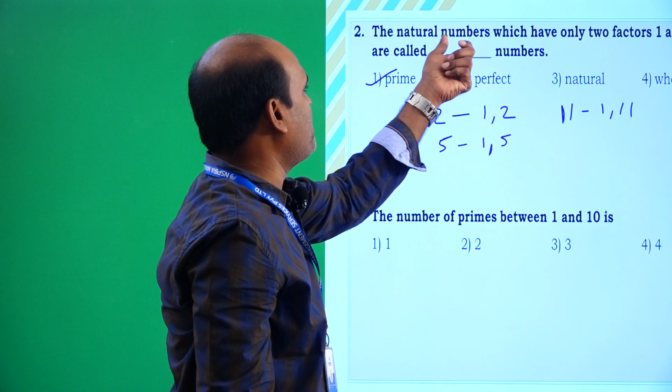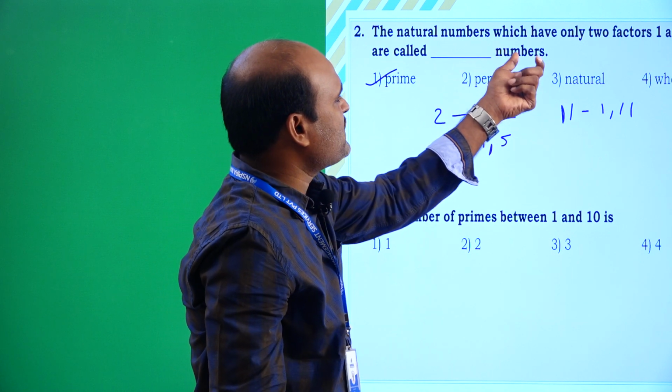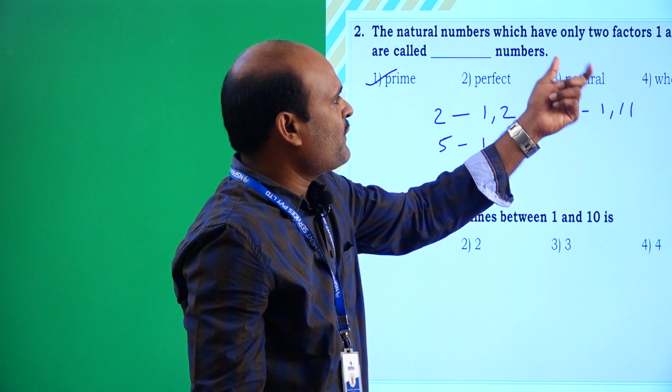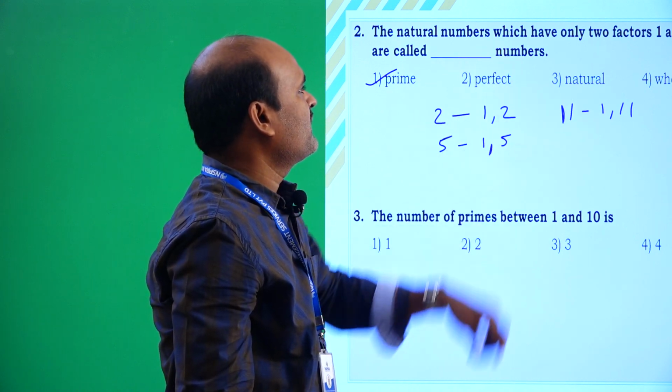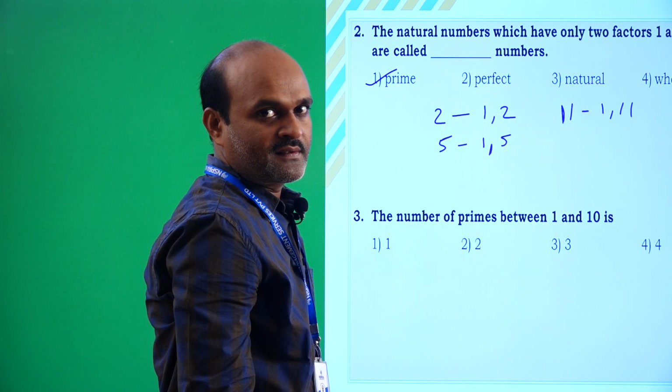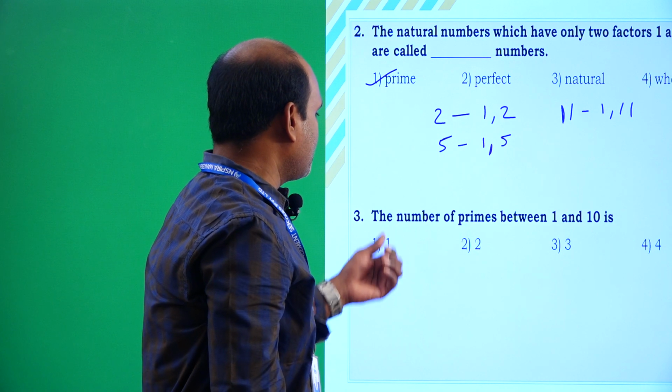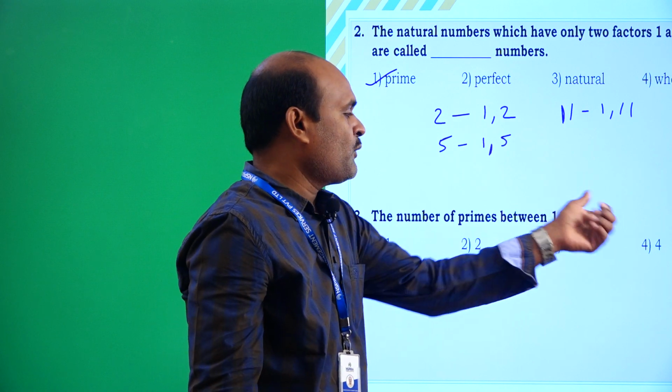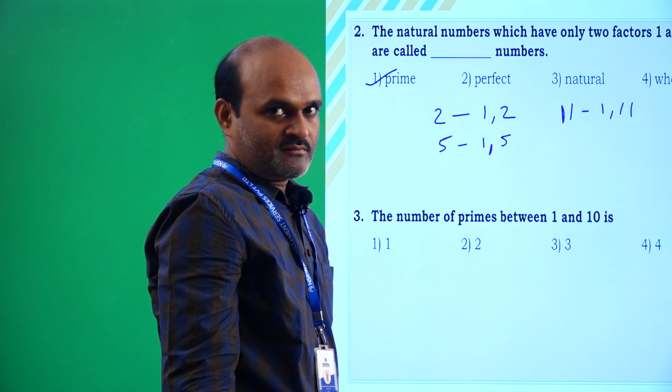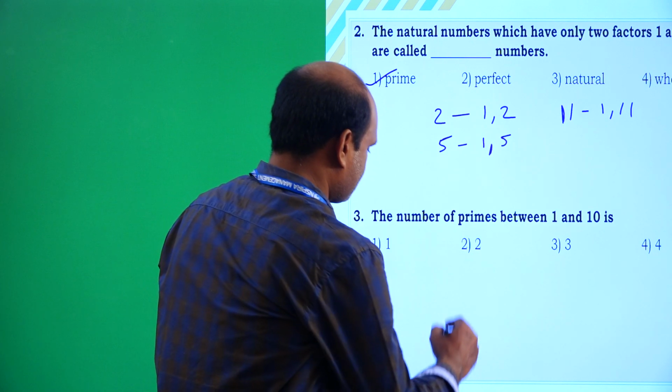What is the definition of prime numbers? The natural numbers which have only two factors, 1 and itself, are called prime numbers. Right? Coming to the next. The number of prime numbers between 1 and 10 is.